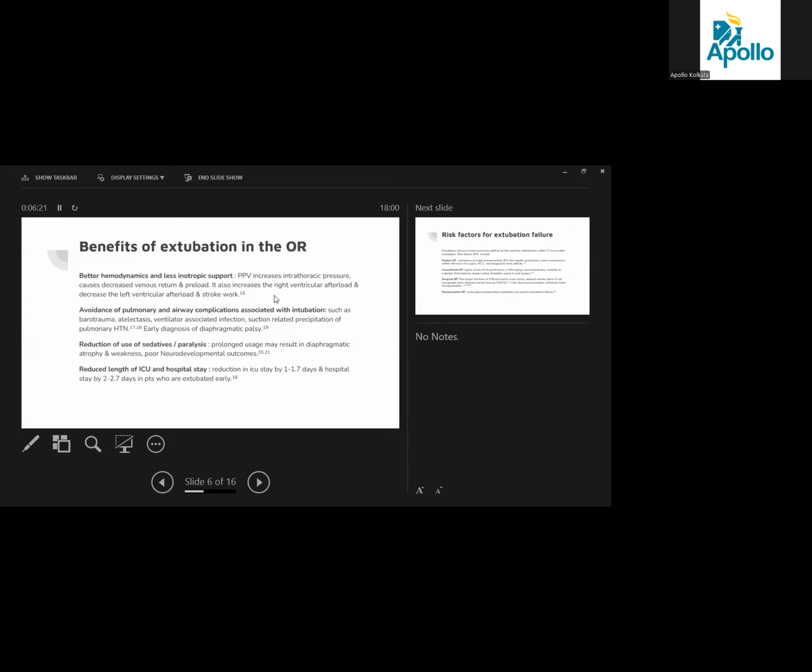So in concurrence with the previous research, the benefits of extubation in the OR were better hemodynamics and less inotropic support. Positive pressure ventilation basically increases the intrathoracic pressure, causing decreased venous return and preload. It also increases the right ventricular afterload and decreases the left ventricular afterload and stroke work.